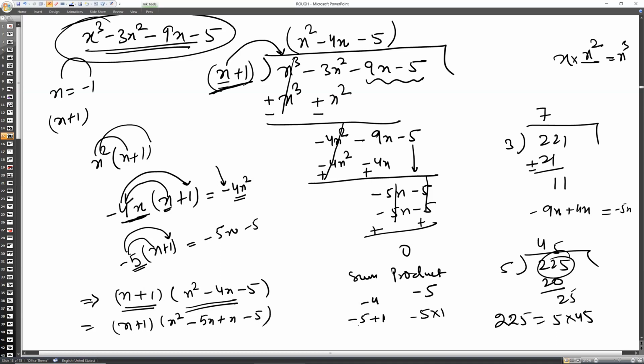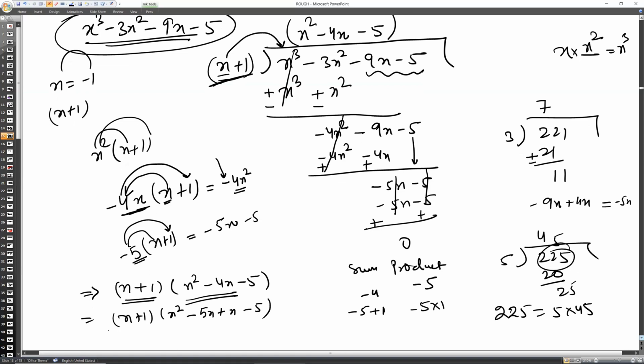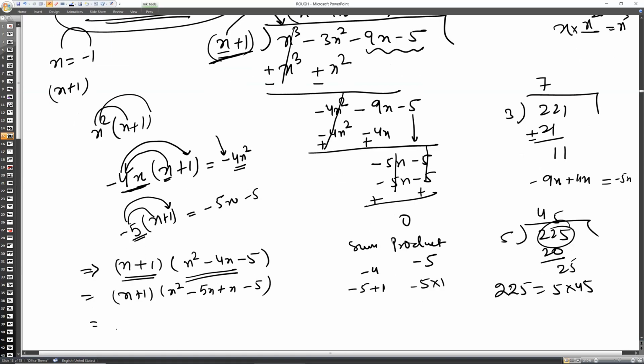Then this bracket will keep on moving this way as it is, x plus 1. And this will be x, you can take x as common. So you'll get x minus 5. And then you take plus 1 as common, then it will be x minus 5. So these two brackets will be x plus 1. And this one is also x plus 1. Another bracket is also x plus 1. And the third bracket is x minus 5. So this is the answer for this one.